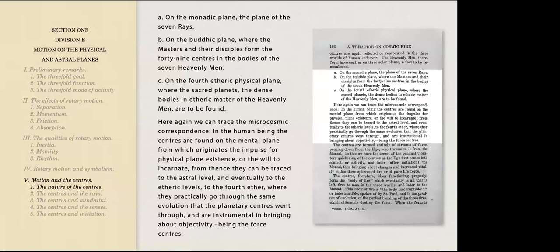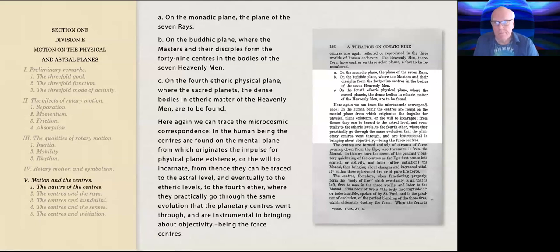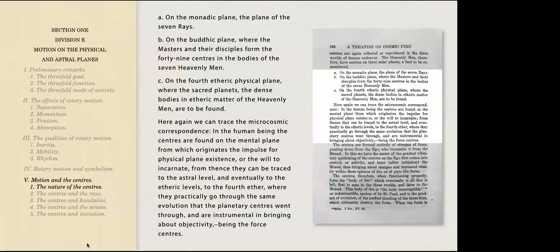Here again, we can trace back the microcosmic correspondence in the human being. The centers are found on the mental plane, from which originates the impulse for physical plane existence, or the will to incarnate, from whence they can be traced to the astral level, and eventually to the etheric levels, to the fourth ether, where they practically go through the same evolution that the planetary centers went through, and are instrumental in bringing about objectivity, being the four centers.